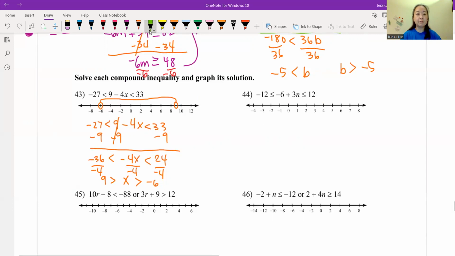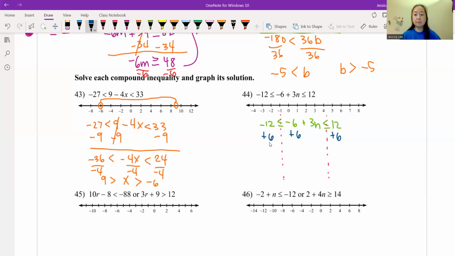All right, we're going to do the same thing for this one. So we're going to go negative 12 is less than or equal to negative 6 plus 3n is less than or equal to 12. Same thing. Sometimes if you want, you can put dotted lines here to show where the sides are, to help you organize it in your brain. That works too. We're going to add 6 again, on all 3 sides.